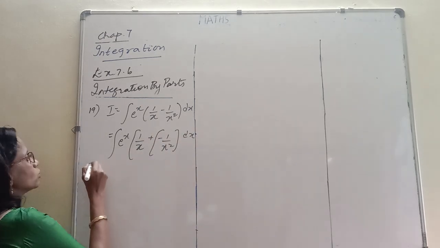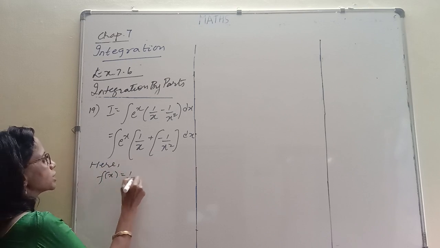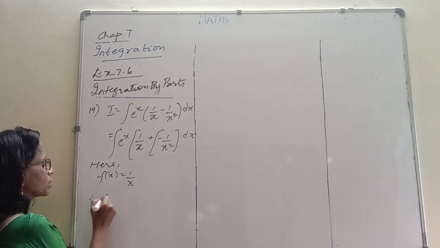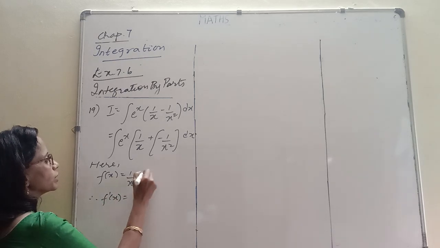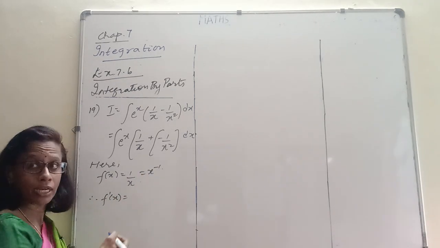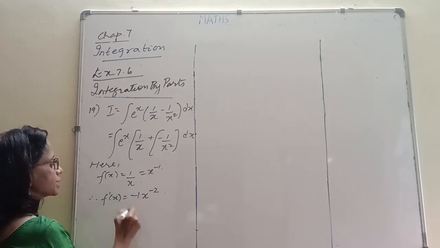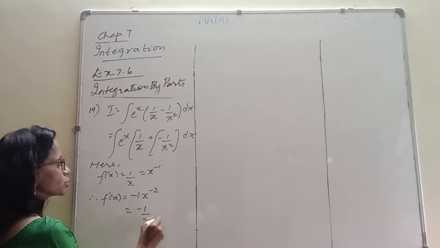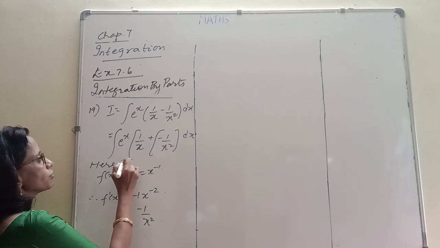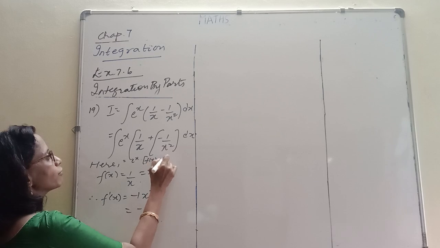When you look carefully, you can check that if we take f(x) as 1/x and look at the derivative, using n x^(n−1), it will be −1 times x^(−2), which is exactly −1/x². So this expression is of the type e^x times (f(x) + f'(x)).